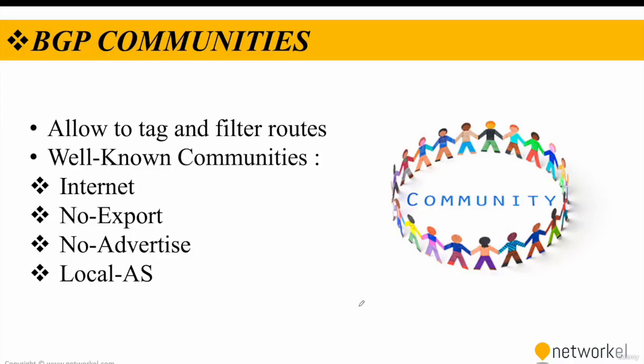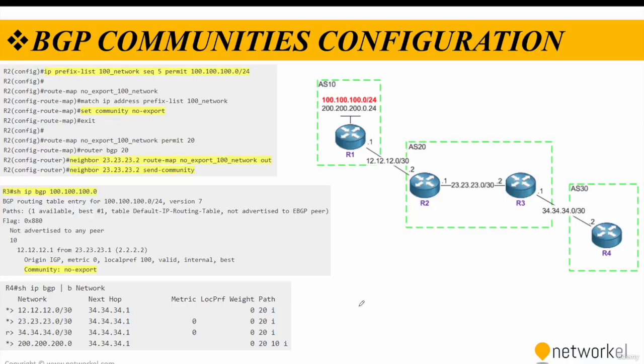So there are 4 well-known community features which make use of the previously defined community settings. Internet promotes the relevant route to the internet and other related routers. No export does not send relevant routes to the eBGP neighbors. No advertise does not send the related route to any neighbors, and local AS does not send the relevant route outside the local AS. Here is how a configuration example looks for BGP communities.